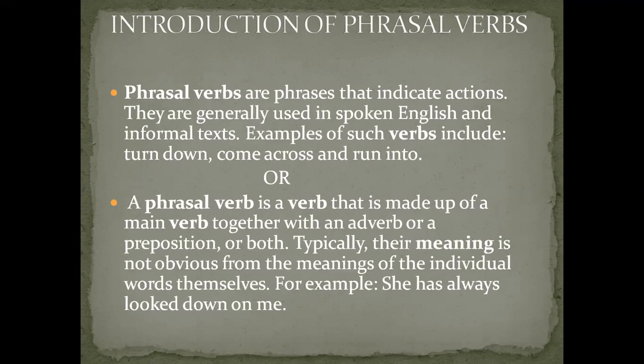Or a phrasal verb is a verb that is made up of a main verb together with an adverb or a preposition or both sometimes. So it means that it is not compulsory or necessary that the phrasal verb would have only two words. Sometimes it has three words, for example, together with the adverb and preposition both. Typically, their meaning is not obvious from the meaning of the individual words themselves. As I told you, whatever the meaning of turn is and whatever the meaning of down is, it is not the meaning of this whole phrasal verb. It is something different, something hidden.